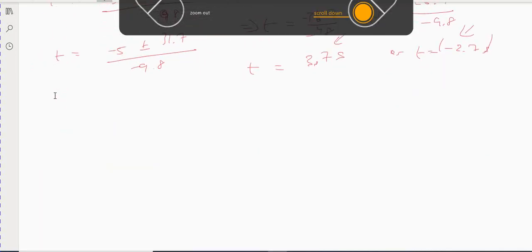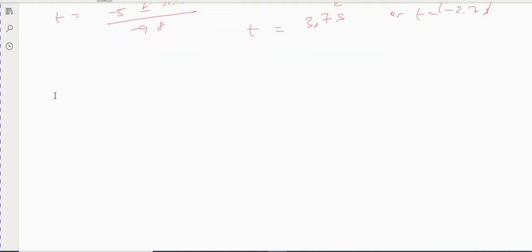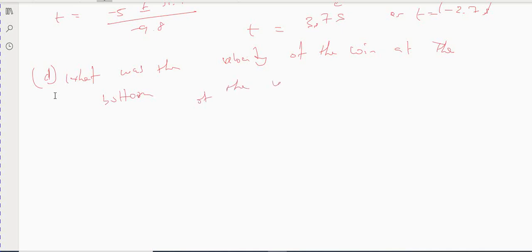Now there is a final part, I believe, that says what was the velocity of the coin at the bottom of the well. So to answer that question, which is D, it says what was the velocity of the coin at the bottom of the well.